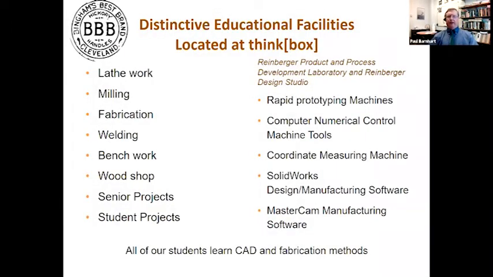Now, there are some distinctive educational facilities we have. They're located in a place called ThinkBox. It's a building relatively close to our offices here on campus, a very short walk. And we've co-located a bunch of other assets and equipment into one location for students to use.